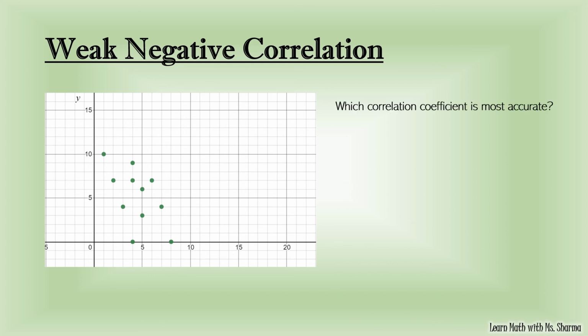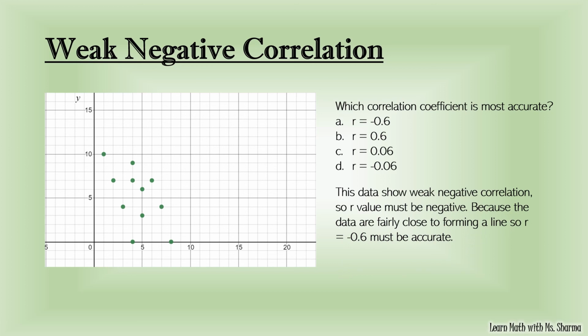So which correlation coefficient is most accurate? R equals negative 0.6, R equals 0.6, R equals 0.06, R equals negative 0.06. So B and C are ruled out because they are positive. Now we are left with A, where R is negative 0.6, and D, where R is negative 0.06. D is ruled out because it's closer to 0. So we are left with R equals negative 0.6.